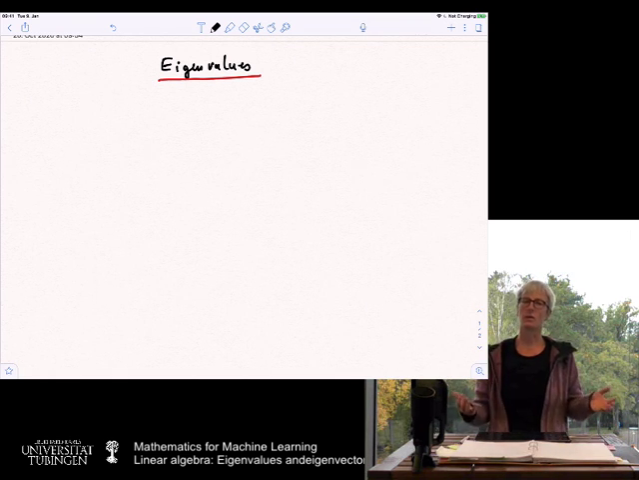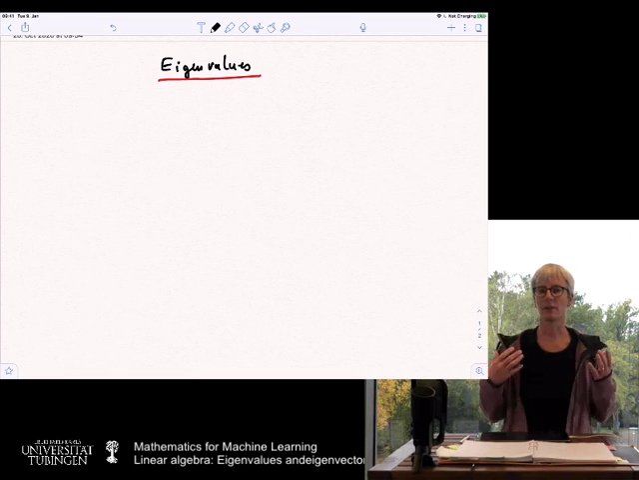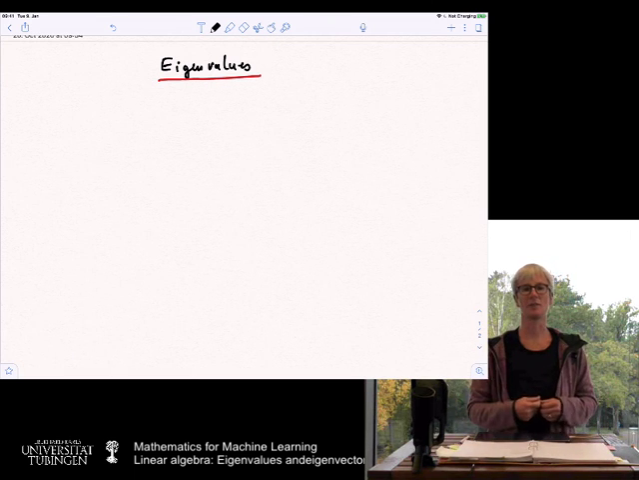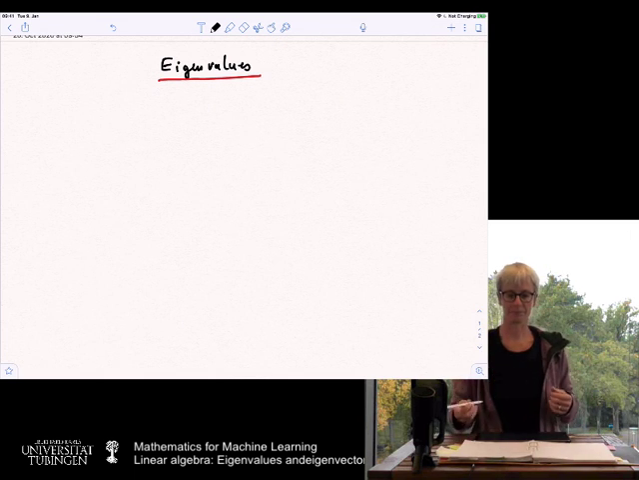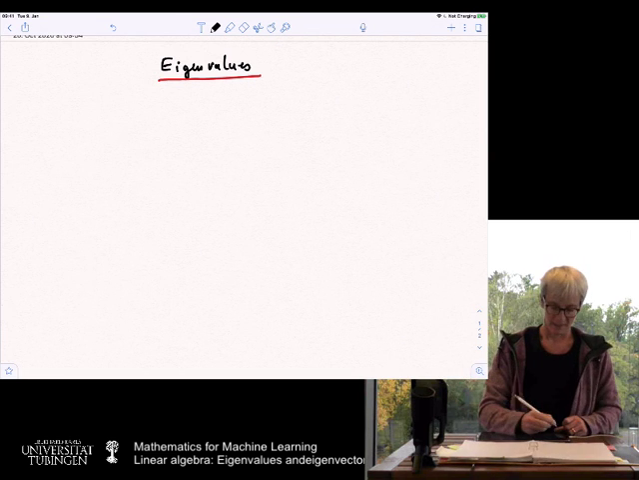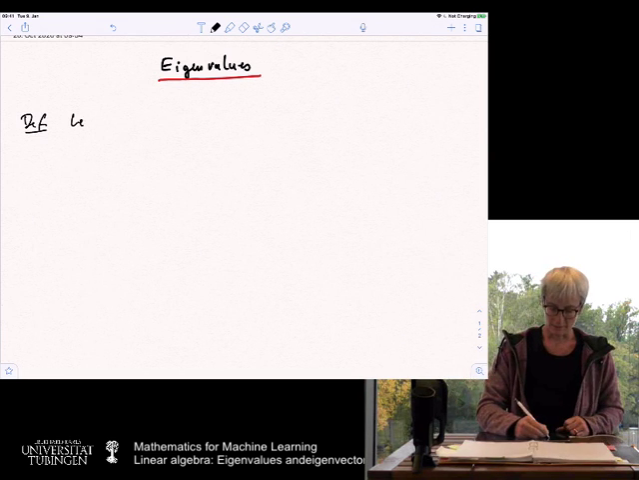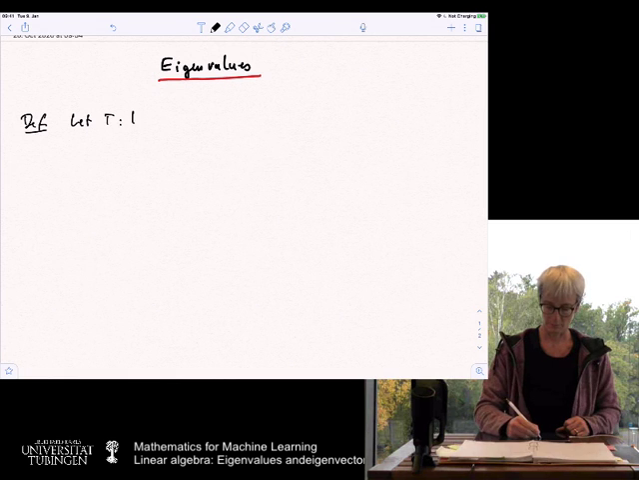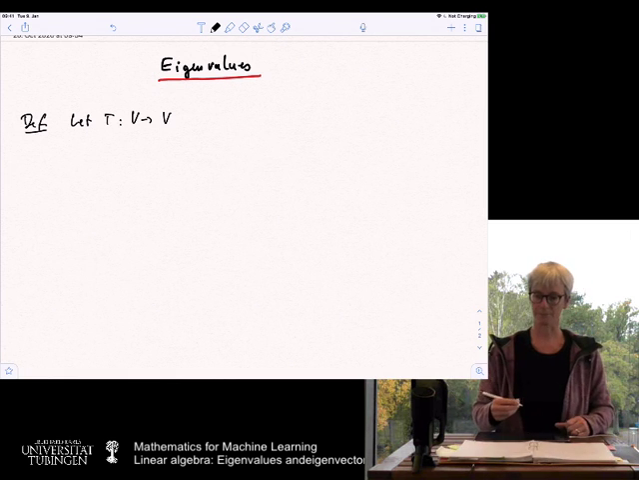Formally, they are not so complicated to define, and I think they also convey a lot of intuition about linear algebra, and hopefully I managed to convey some of this intuition now. Let us, as usual, start with a definition. So, we consider a linear operator T from V to V.